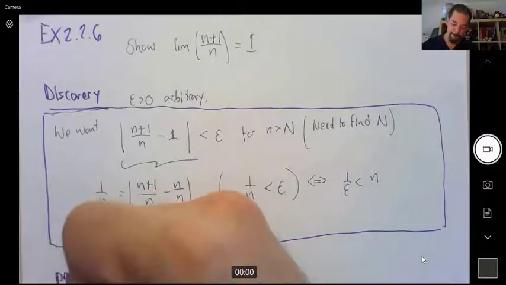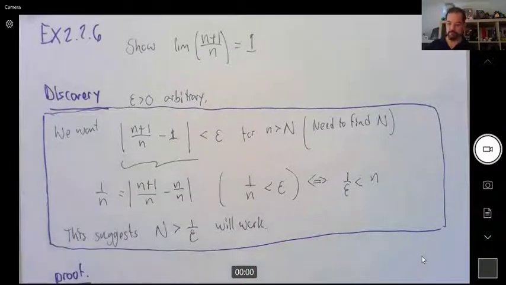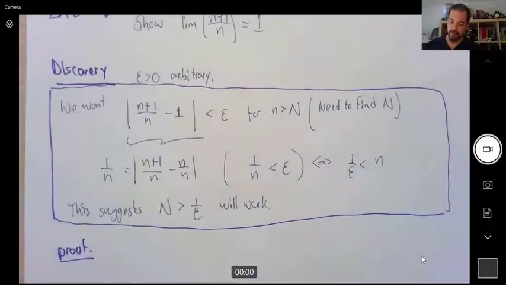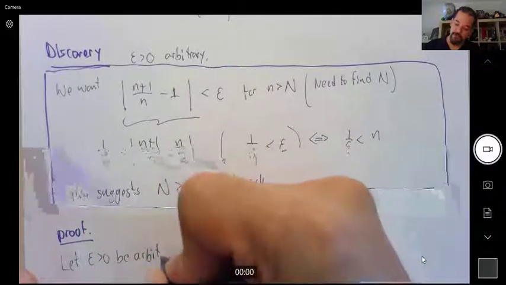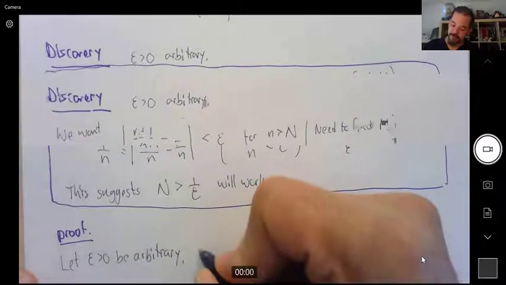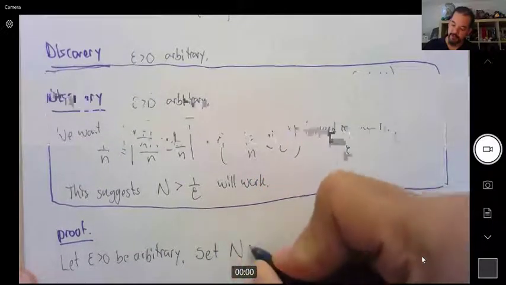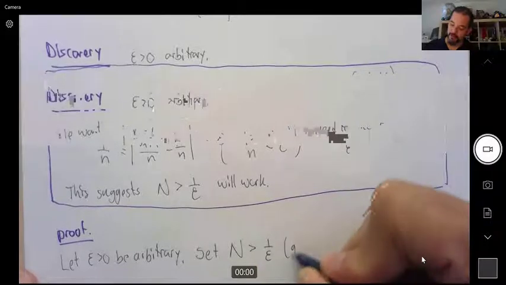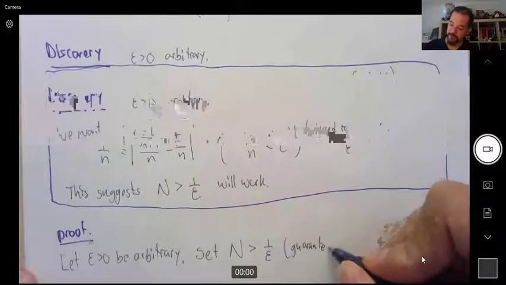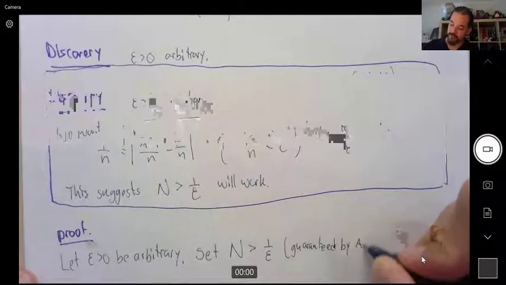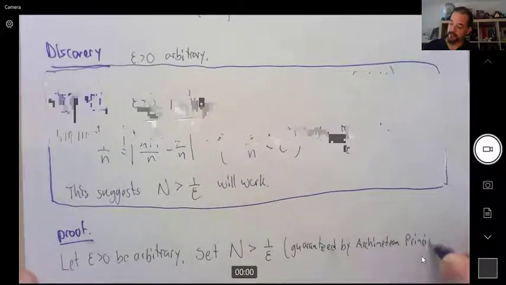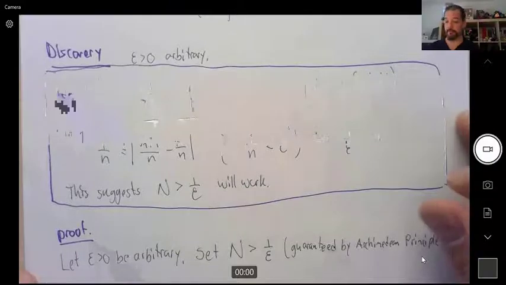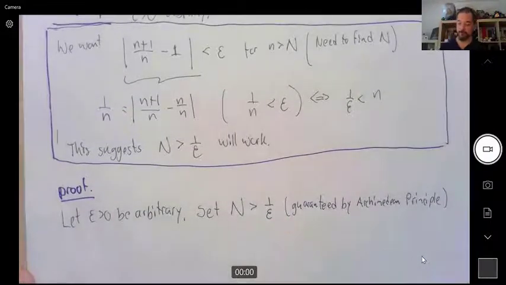Proof. Let epsilon greater than 0 be arbitrary. We always start with that line. Then you say what the capital N is. So set capital N greater than 1 over epsilon. And if you're nice, you can tell me how you can find this. This is guaranteed by Archimedean principle, right? We can always find a natural number as big as we want. That's what we want, one that is bigger than 1 over epsilon. Okay, then you pick a little n bigger than capital N.